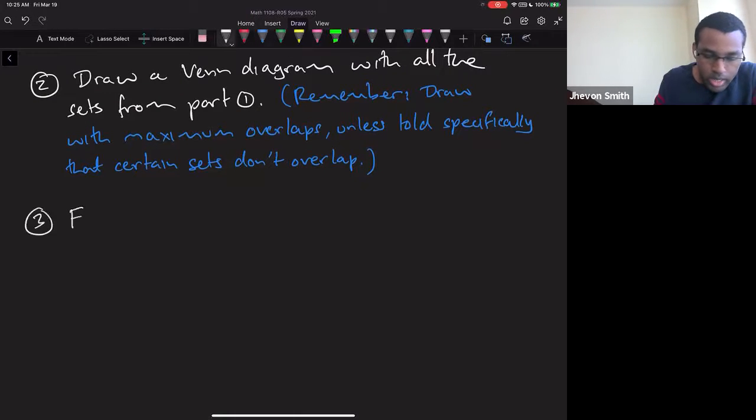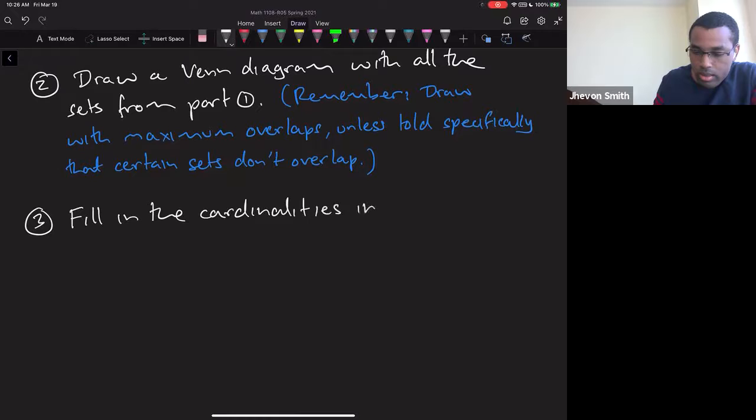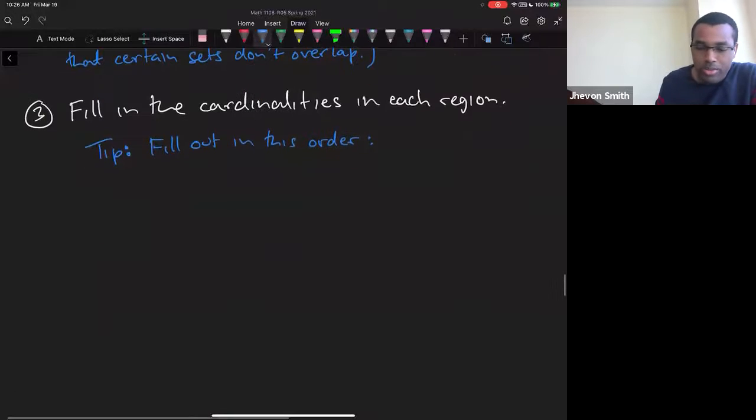Three, you're going to fill in the cardinalities. Fill in the cardinalities of each region. Each region in a Venn diagram represents some set. Tip, fill out in this order. You can get in trouble if you fill out the wrong things first. One, regions of max overlap, where everyone overlaps, if given that information.